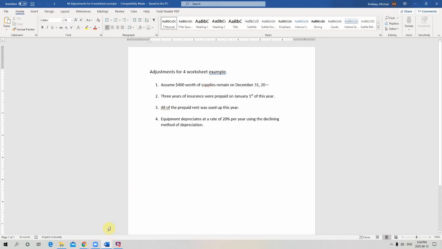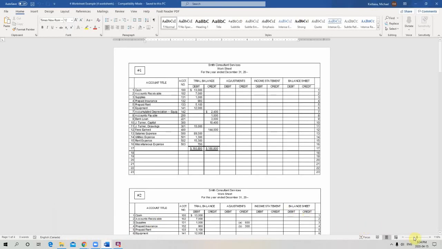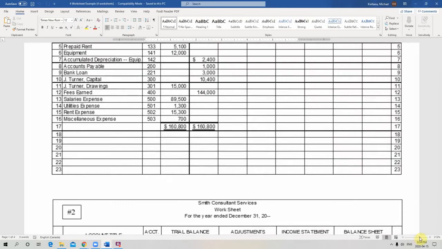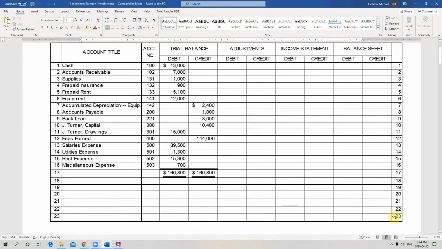So we are going to go to the first worksheet that I provided you with. Okay, and you'll notice that we started the fiscal period with $1,000, right? Now they're saying that we have $400 worth of supplies left. So what that means is we used up $600 worth of supplies. So supplies expense debited and supplies credited for $600.